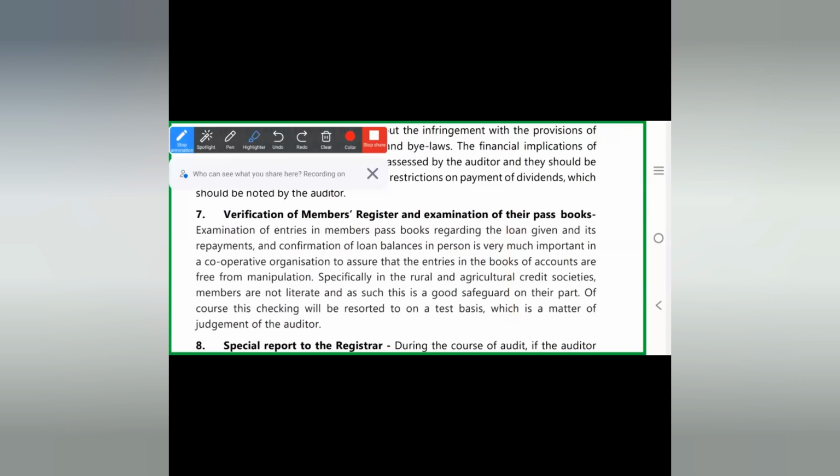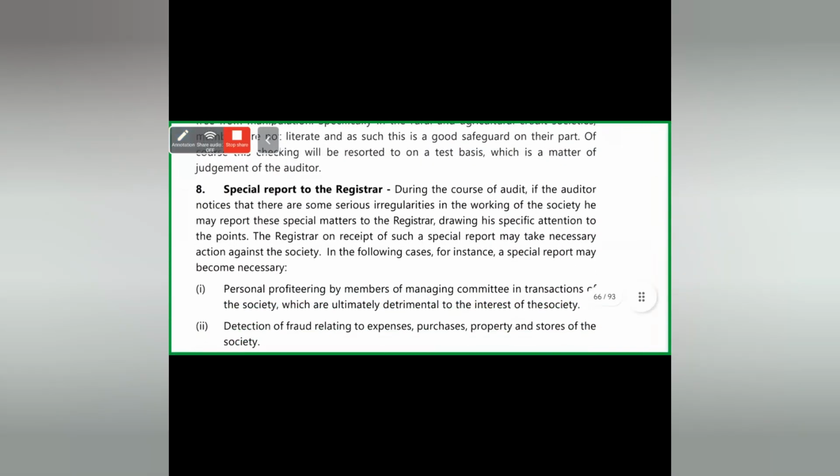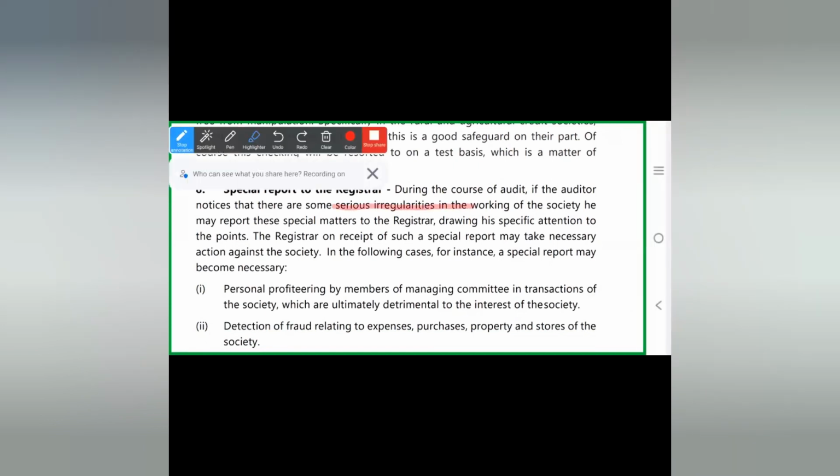Also, special report to the registrar during the course of audit. If the auditor notices that there are some serious irregularities in the working of the society, he may report these special matters to the registrar, drawing his specific attention to the points. So the registrar, on receipt of such special report, may take necessary action against the society.